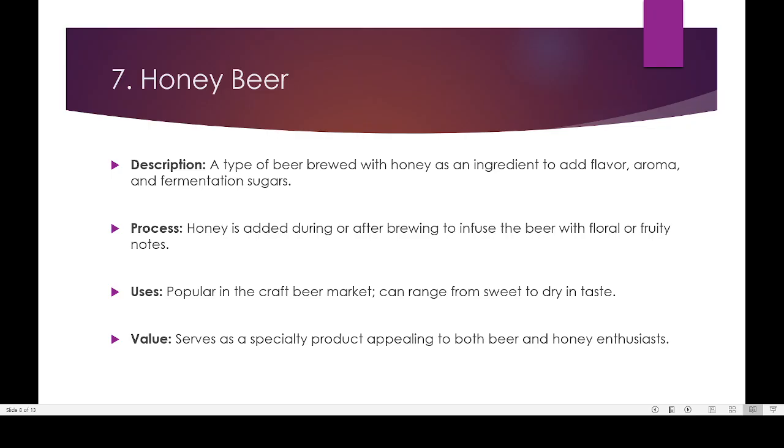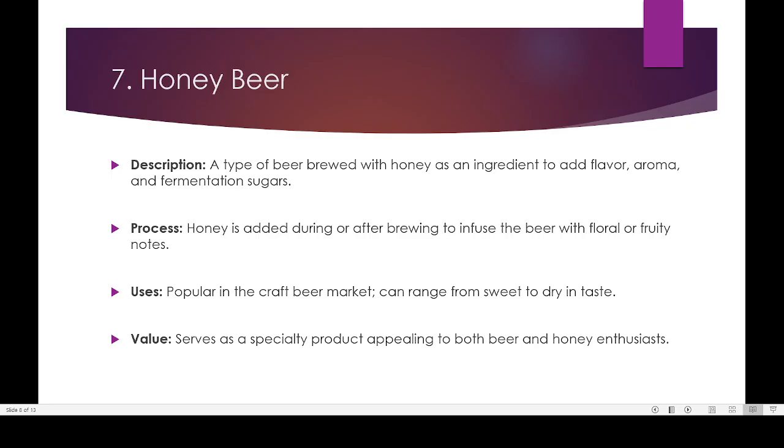So the only thing is normal honey mixed in, and that is known as a honey beer. That gives a special flavor, aroma, and fermentation sugar. It is also very popular in the beer market, and can range from sweet to dry in taste.